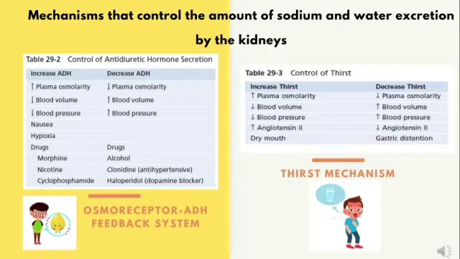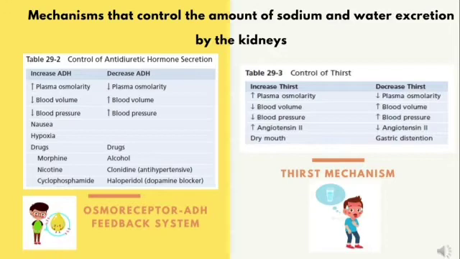Drugs such as nicotine and morphine can also stimulate ADH release. On the other hand, there are also drugs which can inhibit the ADH release such as clonidine, haloperidol, and alcohol. The marked diuresis that occurs after ingestion of alcohol is partly due to the decrease in ADH. The osmoreceptor ADH feedback system is also associated with the thirst mechanism and sodium appetite.